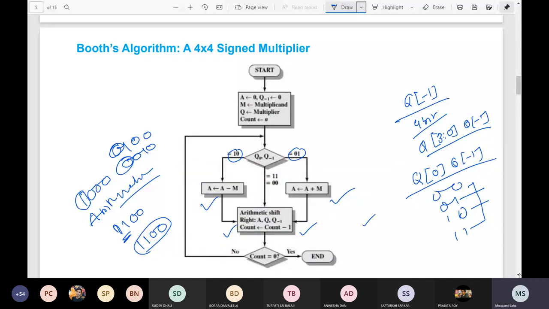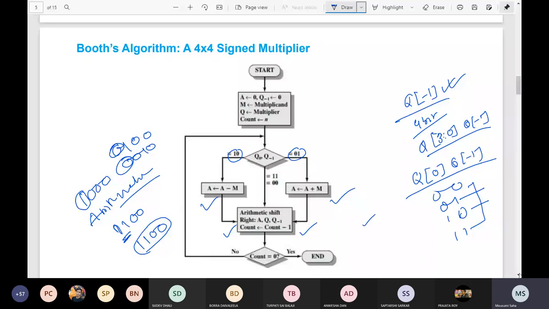So for Booth's algorithm, initially we have to consider another extra bit for your multiplier, that is Q-1. Normally you start from Q0, Q1, Q2, Q3, but another extra bit Q-1 you have to consider. Then the last bit of the multiplier and Q-1 you have to compare, that may be 0 0, 0 1, 1 0, 1 1. For 0 0 and 1 1, you consider only the arithmetic shift operation, for 0 1 you consider A plus M, and for 1 0 you consider the subtraction A minus M.